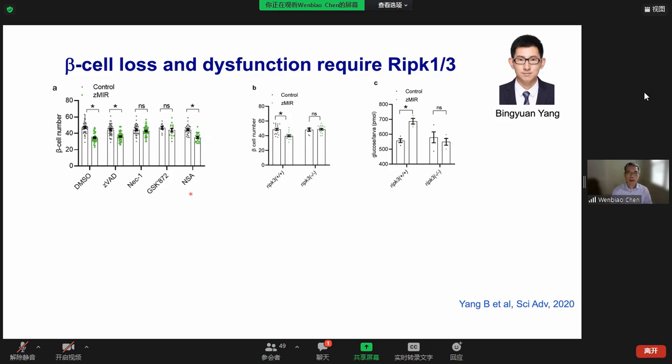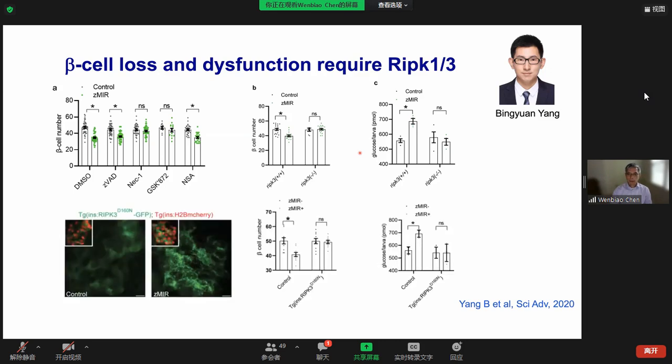So we made knockouts of RIPK1 and RIPK3. And indeed, in both knockout animals, the beta cell deaths do not occur, and the increased glucose does not happen. So this suggests that those two genes are required. I'm not showing the RIPK1 data here. Then we asked if RIPK3 is required in beta cells. I would say that generating a cell type specific knockout in zebrafish still takes a lot of work. So we took a shortcut by expressing a dominant active form of the kinase RIPK3 in beta cells specifically.